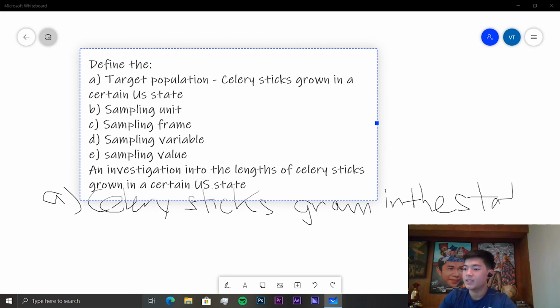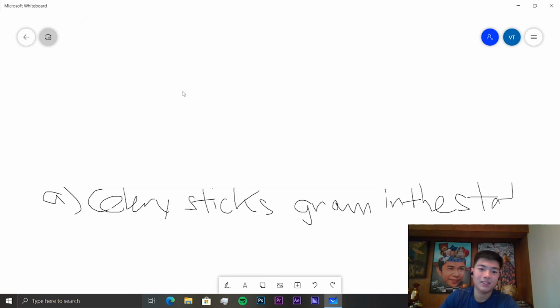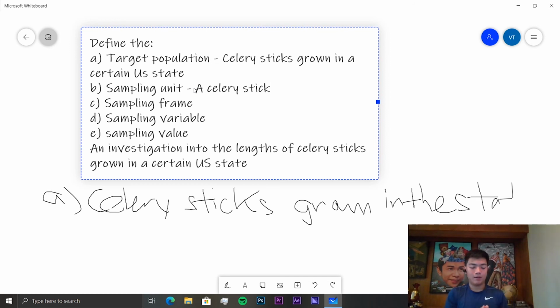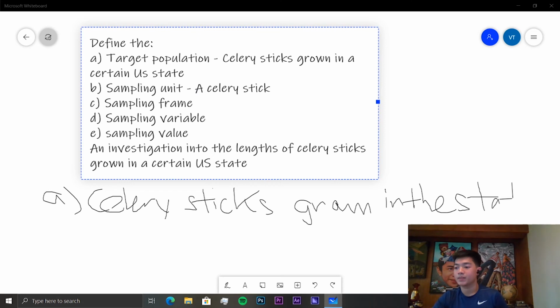So next, we need to decide on an appropriate sample. And well, I guess if we're investigating all of the celery sticks, the sampling unit. Oh, it's the unit first. Okay, so the sampling unit is each celery stick, because that is one part of the population and one part of the sample.